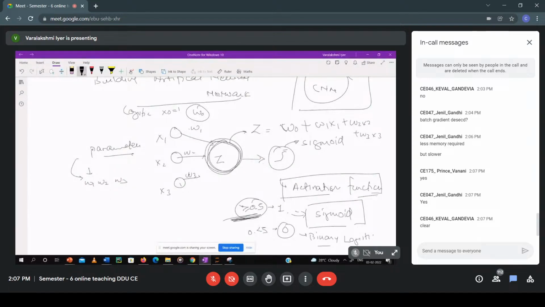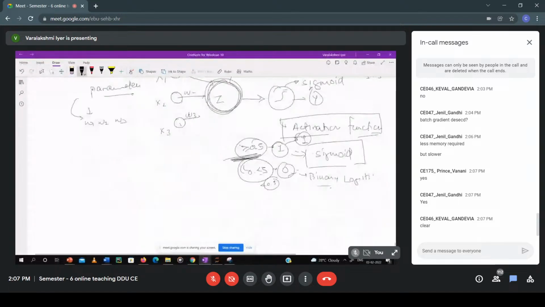In the case of binary logistic regression, we had kept a threshold value of 0.5. So whenever the value is greater than 0.5, your output will be predicted as 1. And whenever your probability value is less than 0.5, your output will be predicted as 0. So after passing through the sigmoid function, we'll be getting a certain output y hat.